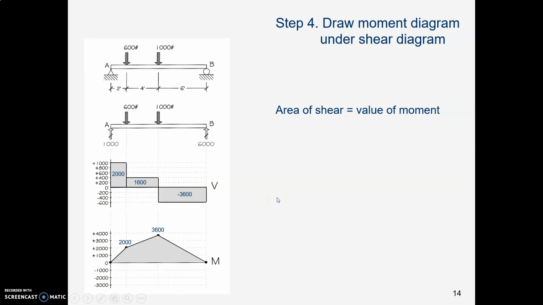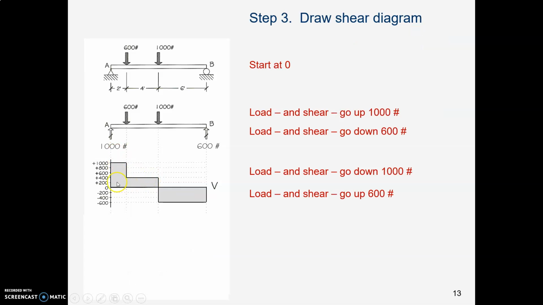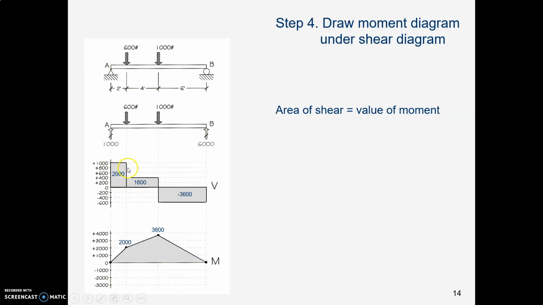Now for a graph like this, you will need to divide your shear areas into separate rectangles, because, let me back up. We have an L-shaped shear graph here. Well, that's not going to work. We need to know how big the area is in this first chunk. And it is 1,000 pounds times 2 feet. That's 2,000 foot-pounds. So I put a dot on my moment graph, 2,000 foot-pounds.